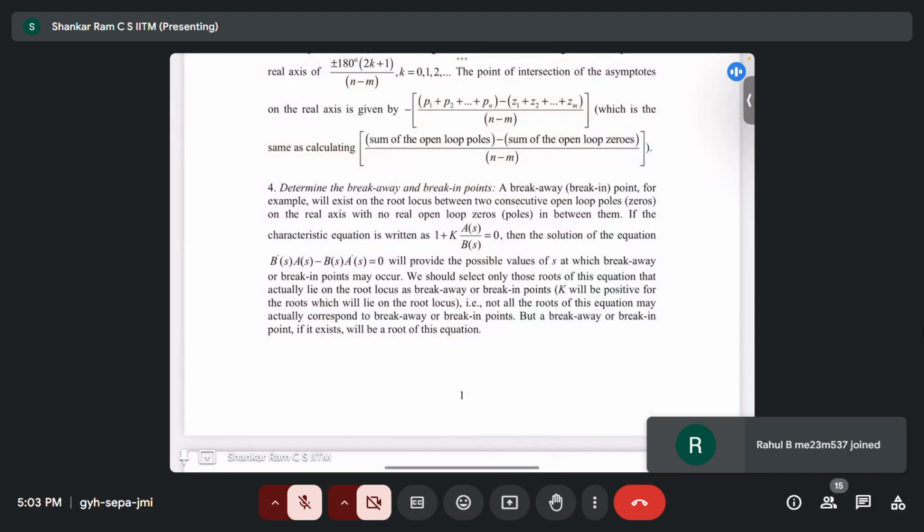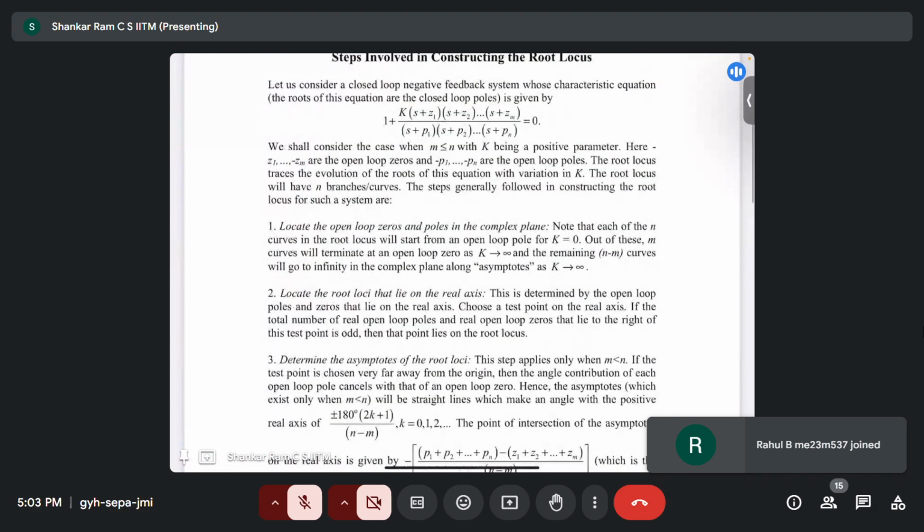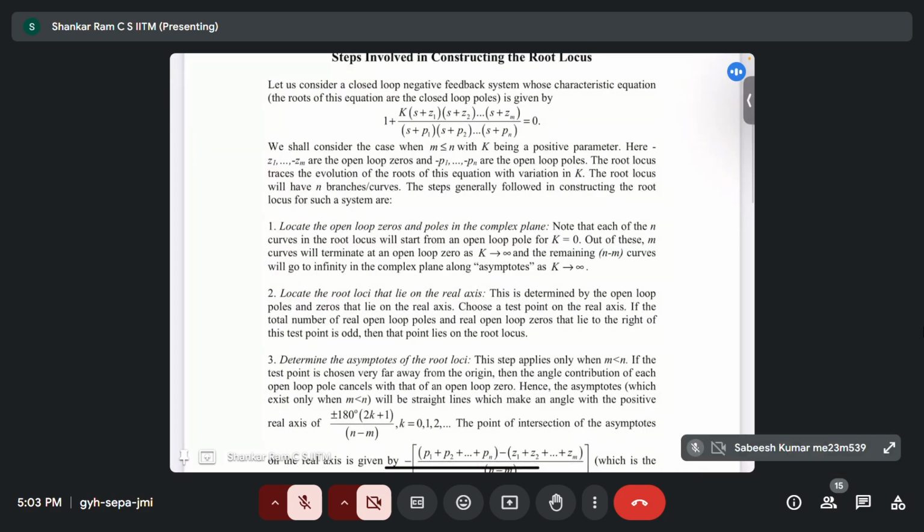So in that regard, we considered the standard open loop transfer function, k times (s plus z1) all the way to (s plus zm), divided by (s plus p1) all the way to (s plus pn), and 1 plus that is equal to 0, k being a positive parameter. That's the first case we started off with. And we completed three steps, right? So the first step was to locate the open loop poles and open loop zeros in the S-plane.